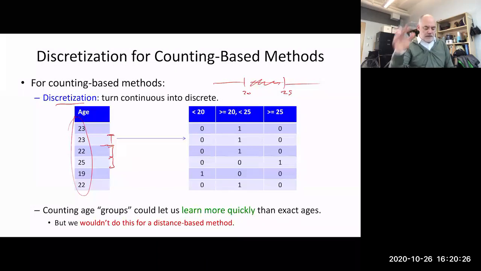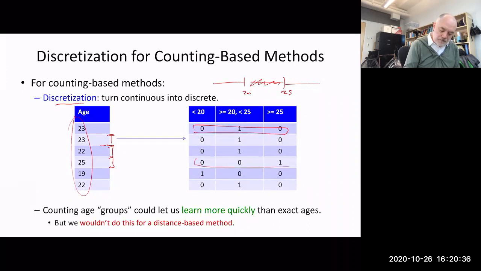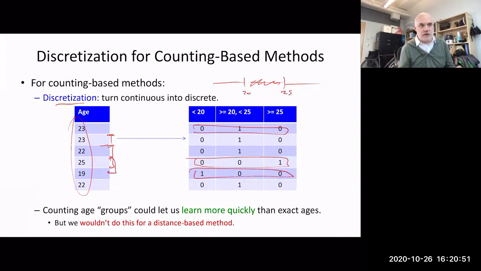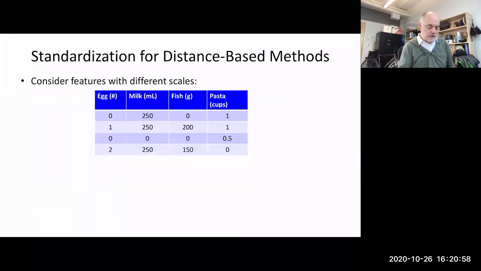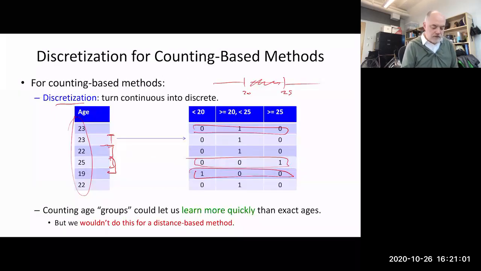Right. So great. We wouldn't want to do this counting kind of thing for distance-based methods though, because obviously the distance between vectors in this feature space is not the same as the distance between the items, right? The distance between 19 and 25 is only 2 here, and obviously the distance between these two is much larger than that. So you wouldn't want to use this kind of feature transformation for counting-based methods to transform continuous to discrete.